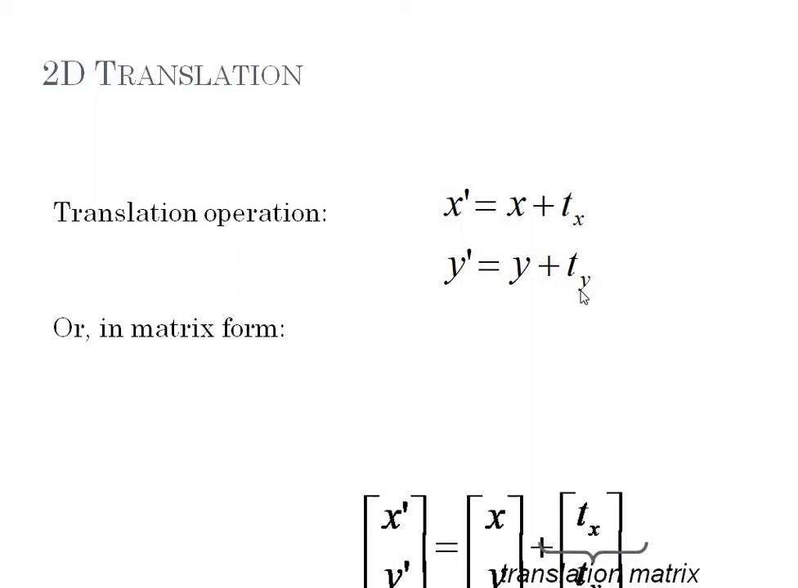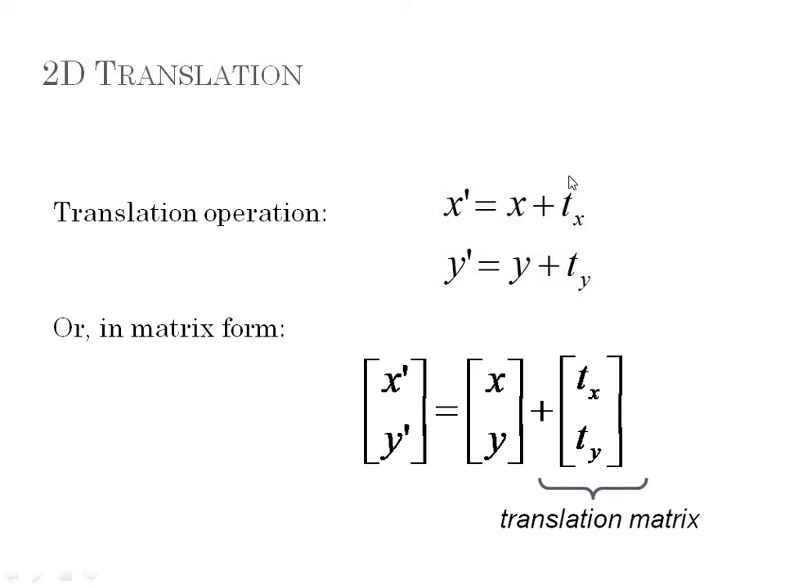It's very simple. Now, this formula can be written in matrix form. [x dash, y dash] equals [x, y] plus [dx, dy]. This is the translation matrix. Do not get confused by the matrix form. It's all the same. x dash equals x plus dx. y dash equals y plus dy, which is similar to this translation operation.